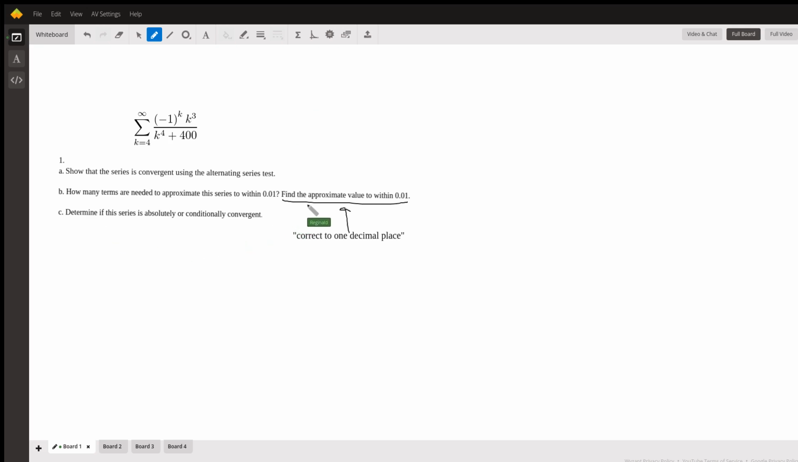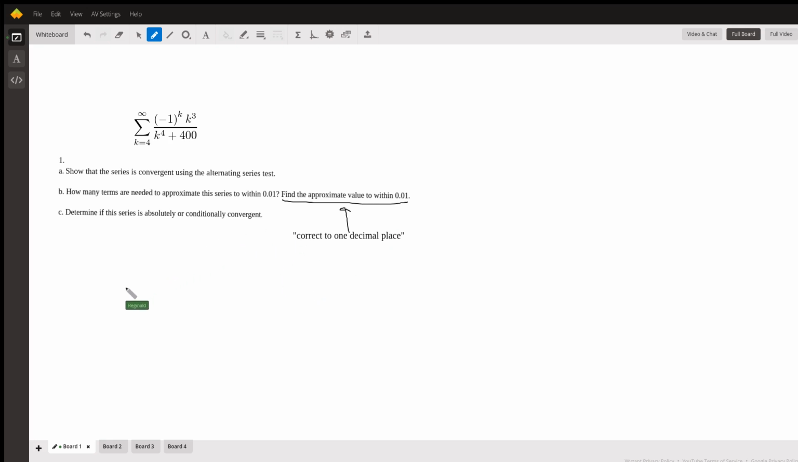I just made a note here that part B, the latter part, might be x correct to one decimal place. So both of these are interchangeable. One decimal place means that there's one digit after the decimal point.